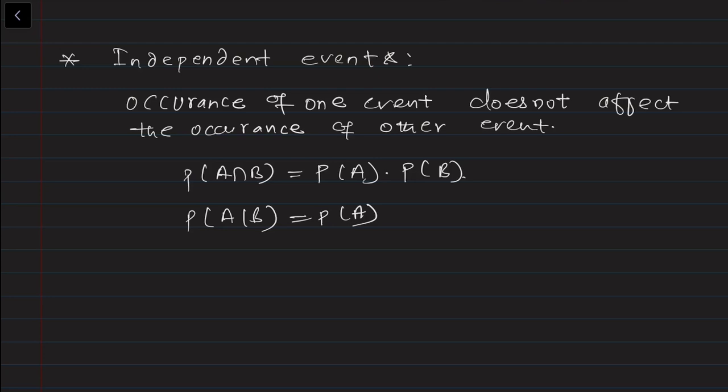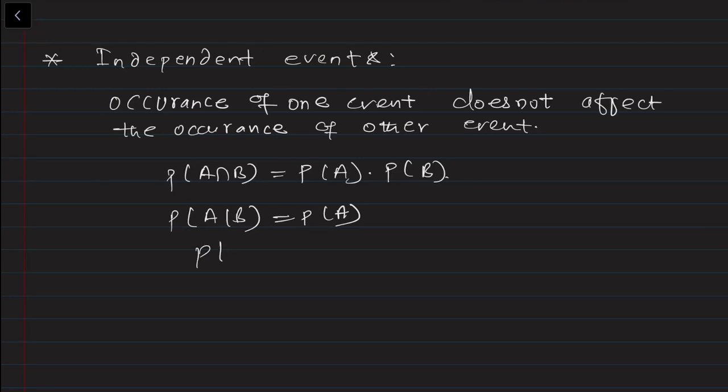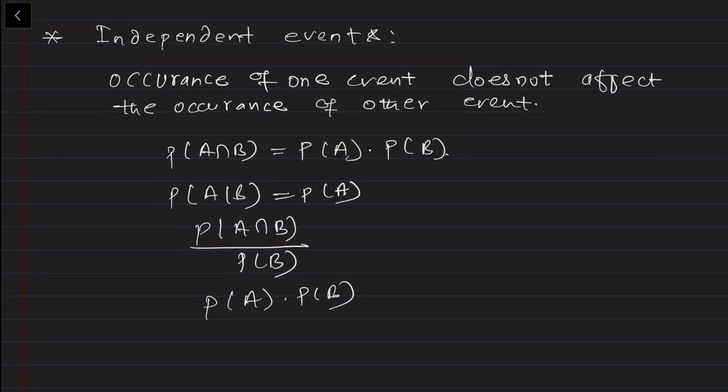And you can prove this as well. There is a very simple proof. So what is probability of A given B? This is probability of A intersection B divided by probability of B, right? Now, since A and B are independent, you can separate the numerator: probability of A times probability of B divided by the probability of B. You can cancel this, and this is simply probability of A. All right.